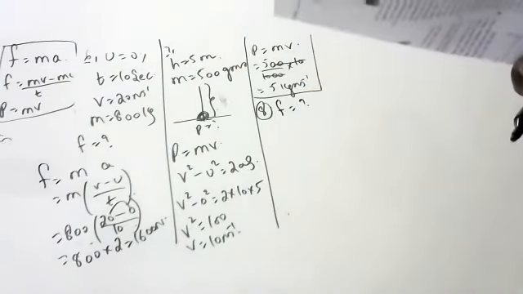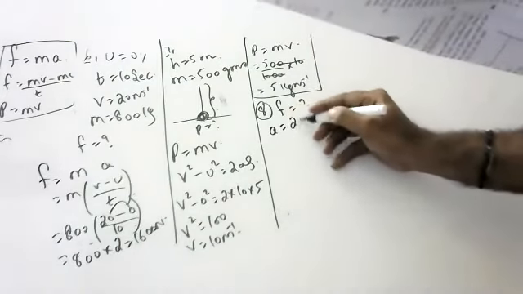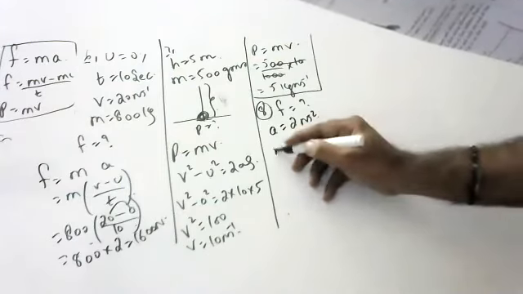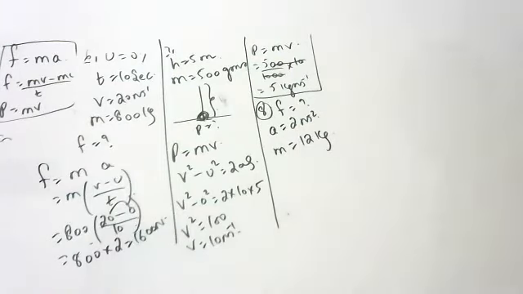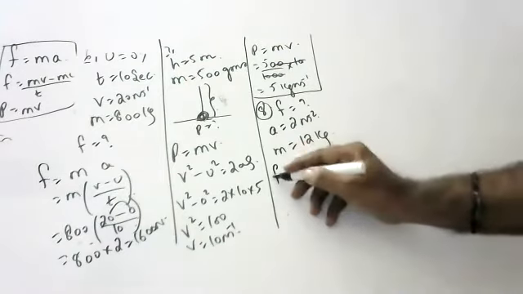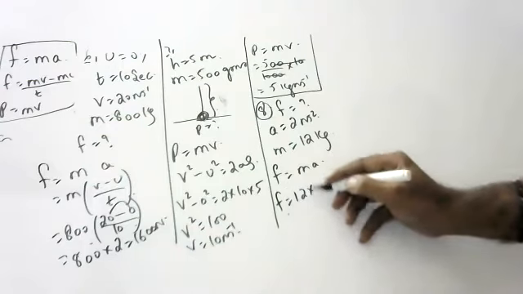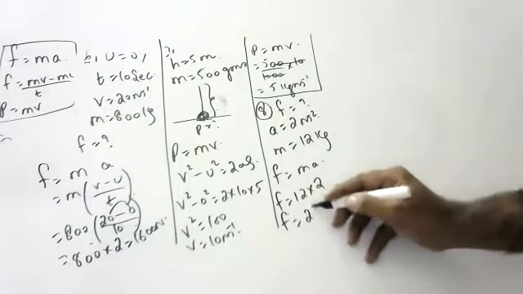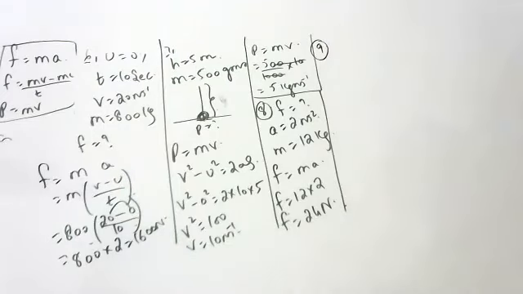Tamay, can you tell me this sum? What is the force required to produce an acceleration of 2 meter per second square in a body of mass 12 kg? Yes, sir. F equals ma. Okay, from Newton's second law, F equals 12 into 2. Okay. F equals 24. 24 Newton.